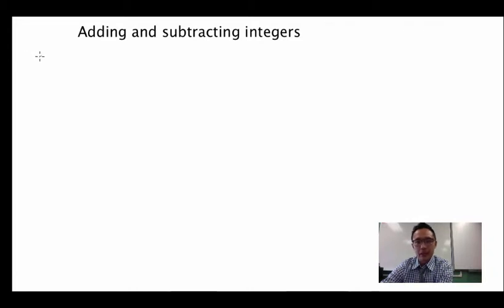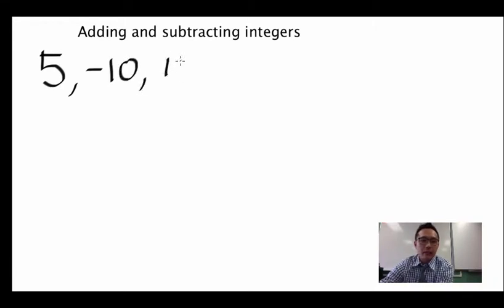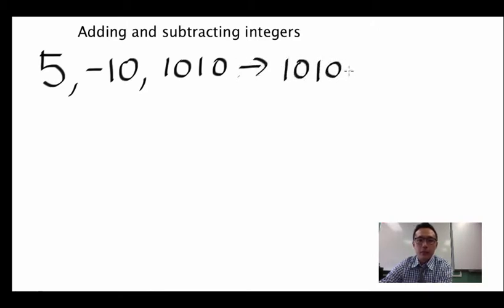So any examples of, say, the number 5 is a whole number because it doesn't have decimal places. You can also have negative numbers like negative 10, or big numbers like 1010. Those are all integers. What are not integers are decimal numbers, like 10.1. Because of that decimal place, it will not be an integer.